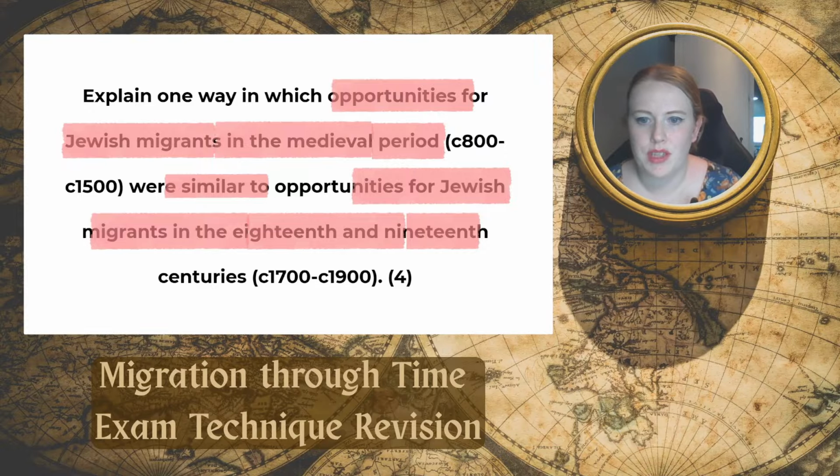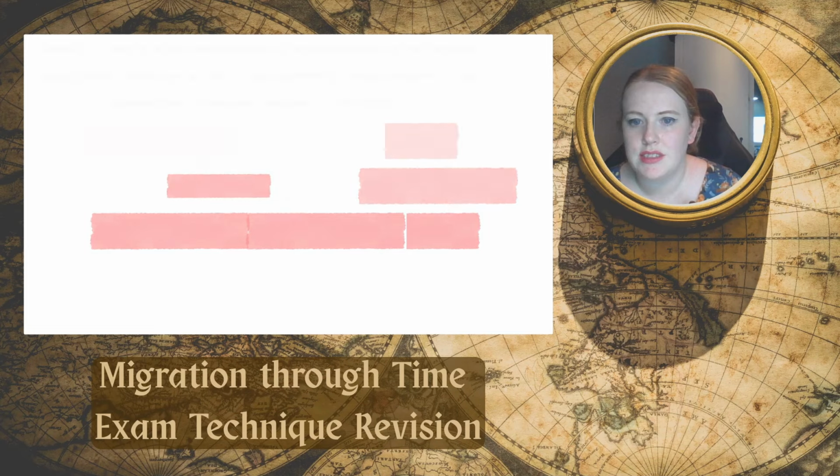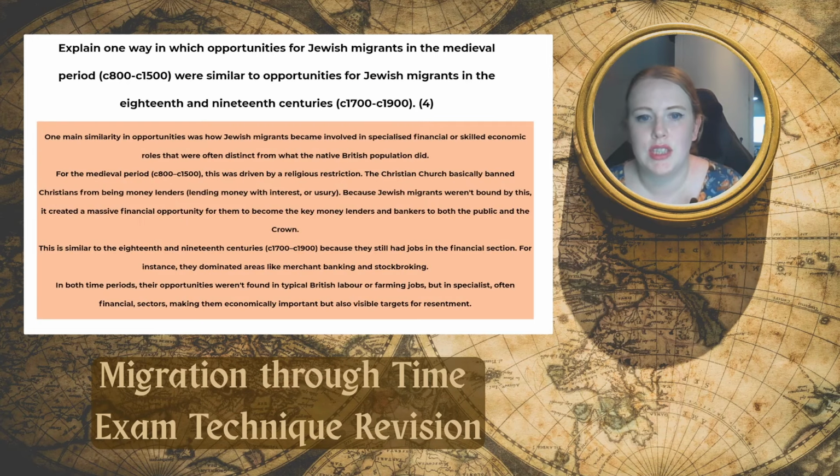Okay, welcome back. Hopefully that seemed pretty all right to have a go at writing. So let's have a little look at a potential answer here. One main similarity in opportunities was how Jewish migrants became involved in specialised financial or skilled economic roles that were often distinct from what the native British population did. For the medieval period, this was driven by religious restriction. The Christian church basically banned Christians from being moneylenders, and because Jewish migrants weren't bound by this, it created a massive financial opportunity for them to become key moneylenders and bankers to both the public and the crown.